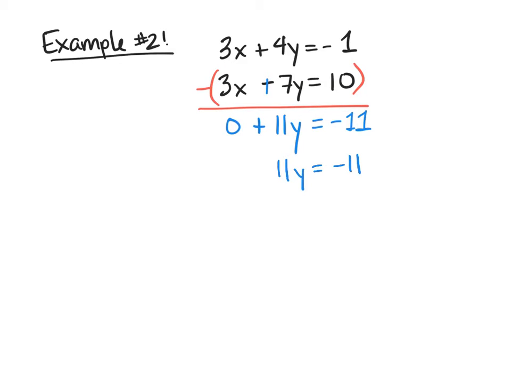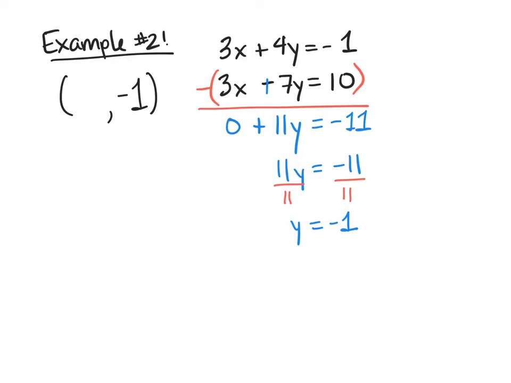I want just the y, so how do I get the y by itself? Guys, it's just solving. We're just solving. So I'm going to divide both sides by 11. Negative 11 divided by positive 11, I think, last time I checked, is just negative 1. So in my solution, I don't know what the x is yet, but I know that my y value is negative 1.